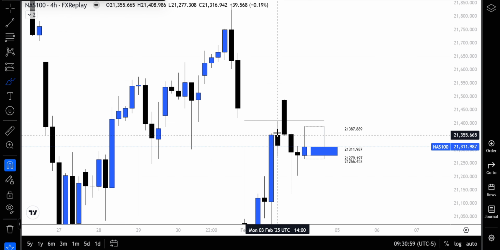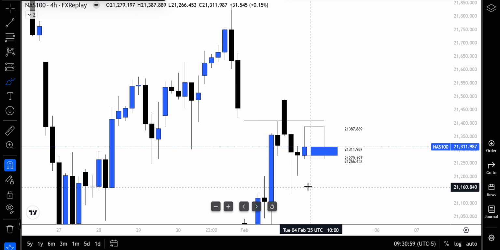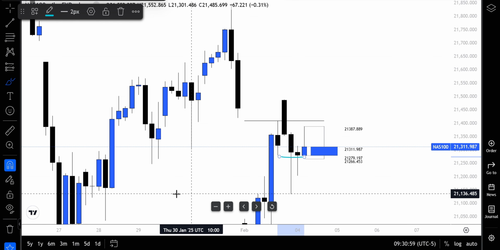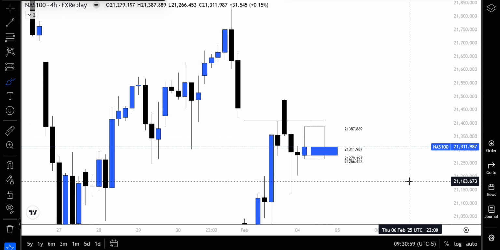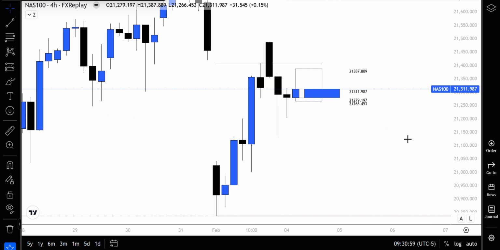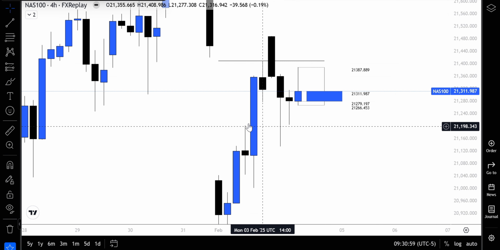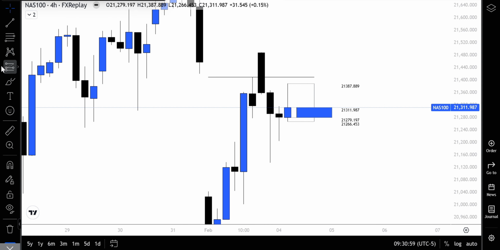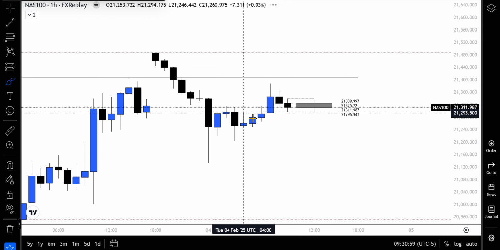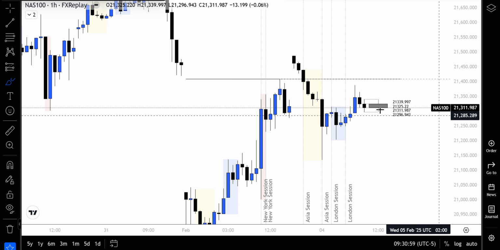And as you can see, price swept the high and then created the change in state of delivery, but failed to create the market structure shift, which can be a really good indicator that the buy model is actually still in place and can still happen, because we also tapped into this 4-hour fair value gap, as you can see right here.